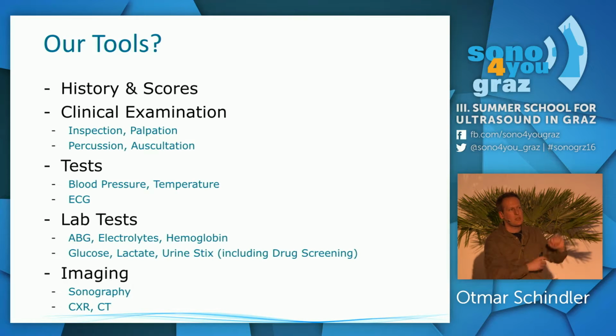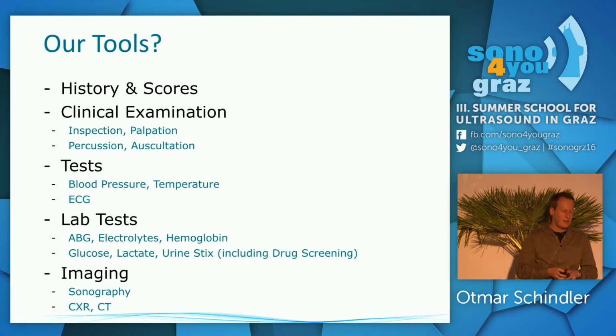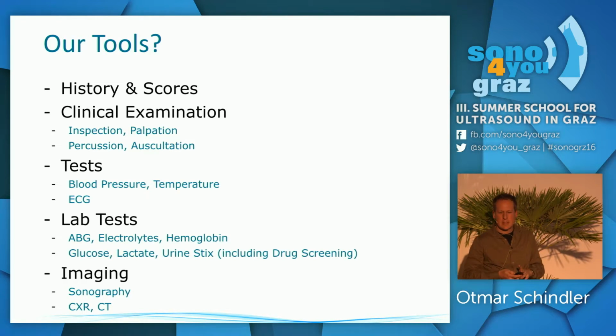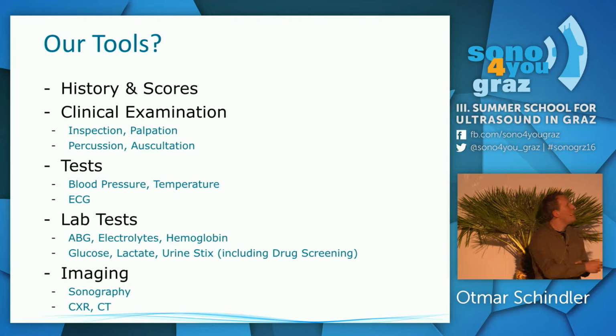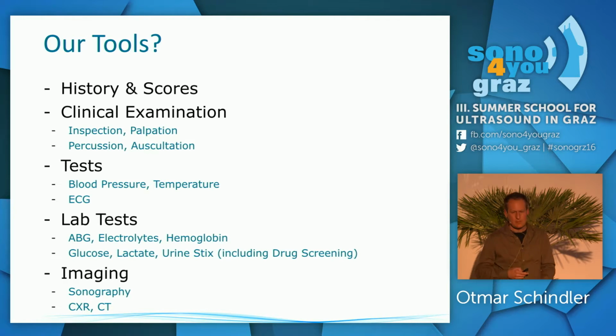Or what Marcel showed you 2 days ago, there are emergency departments where you have the CT right in the room where you assess your patient. So that will perhaps gain bigger importance, but right now sonography is the only imaging we can use at that time. What of all these tools are really good for us and for our patient?